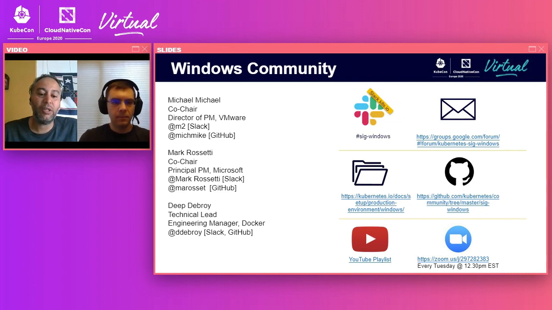Rolf had a question: is Microsoft working with Red Hat to get Windows containers supported in OpenShift? I would like to ask you to please contact Microsoft privately about that. We can't speak on that from a community standpoint.